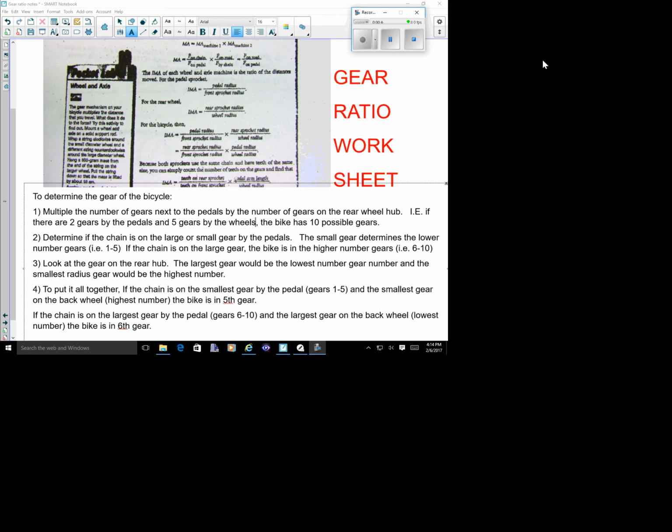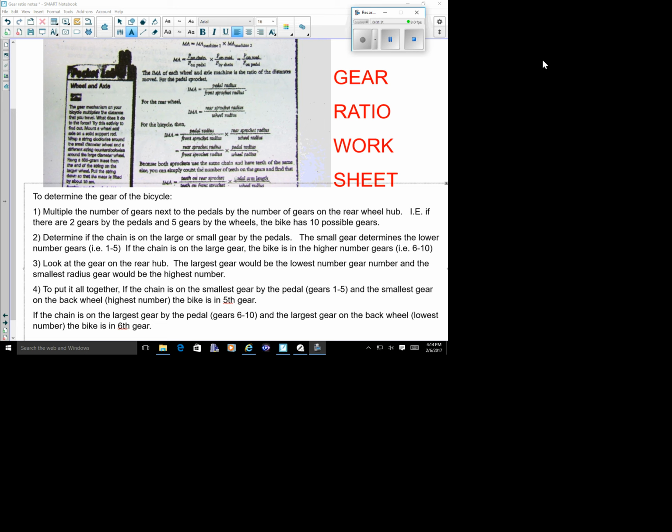To determine what number you're in, you need to determine, first of all, if the chain is on the large or small gear by the pedals. Now, the small gear up by the pedals is your lower number. So if you had a 10-speed bike, for instance, that means you'd be in gears 1 through 5. If the chain was on the big gear up by your pedals, that means you'd be in the higher numbers of 6 through 10. Well, after you determine that, look at the back gear, back by the wheel of your bike. And if the chain's on the largest gear back there, that's actually your lowest number. The smallest gear, or the gear with the smallest radius, would be your highest number.